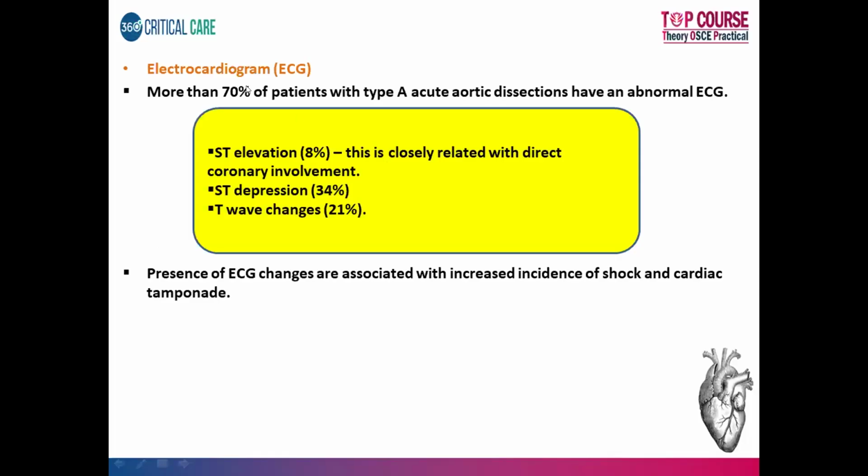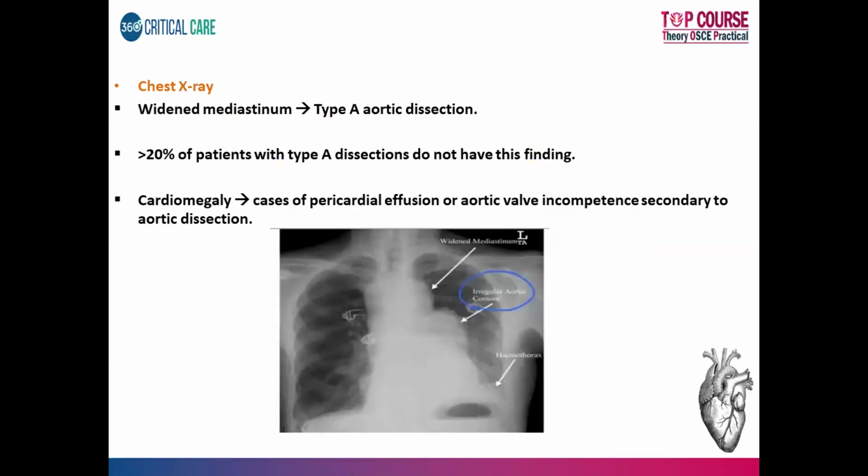So can you detect it in the ECG? Yeah, in around more than 70% of patients, especially when it is a type A acute dissection and it involves the coronaries, you can see ST-T elevations, depressions, and some non-specific T-wave changes also. And the presence of these ECG changes is usually associated with increased incidence of shock as well as cardiac tamponade.